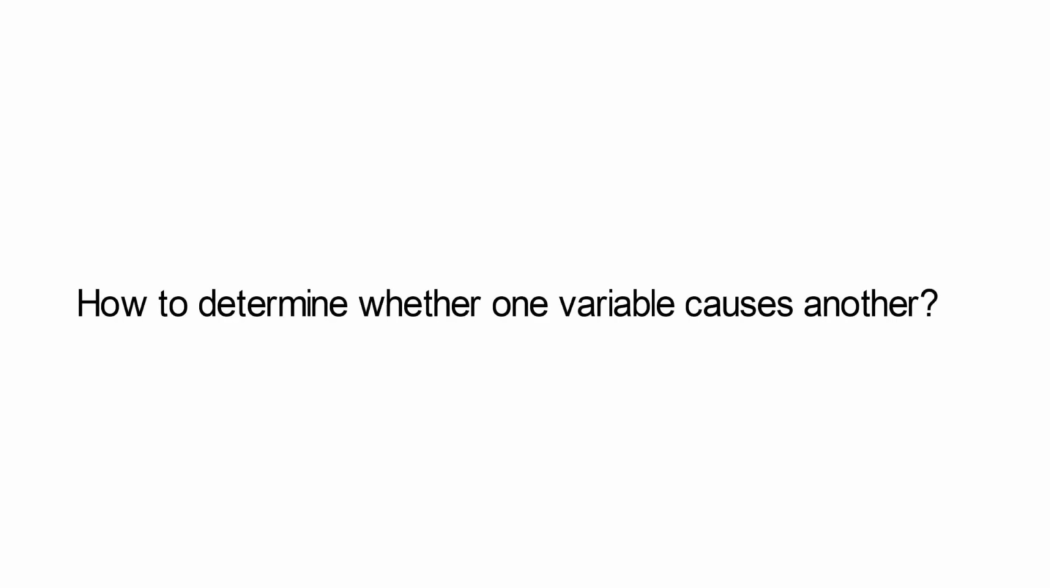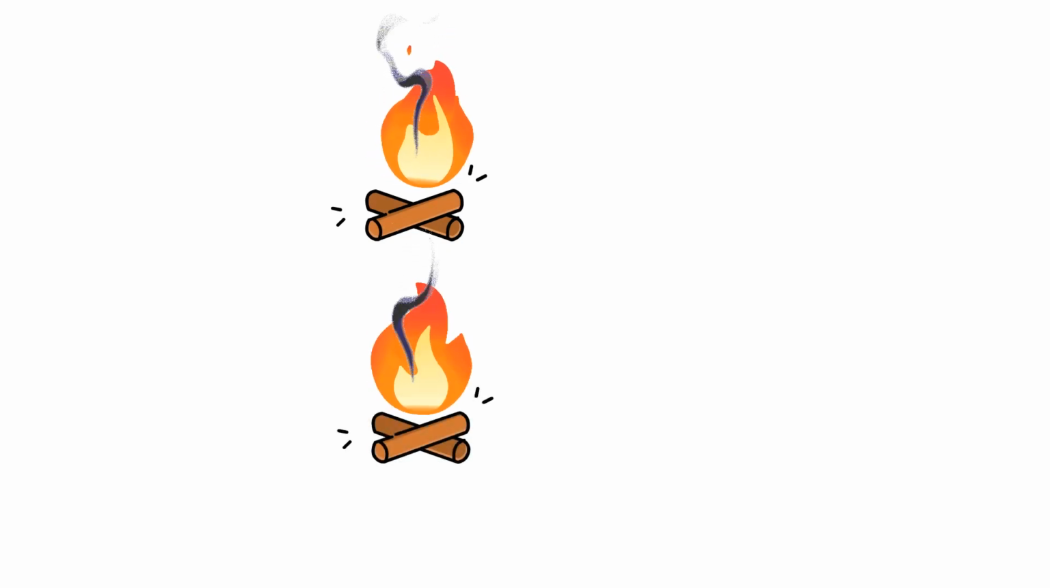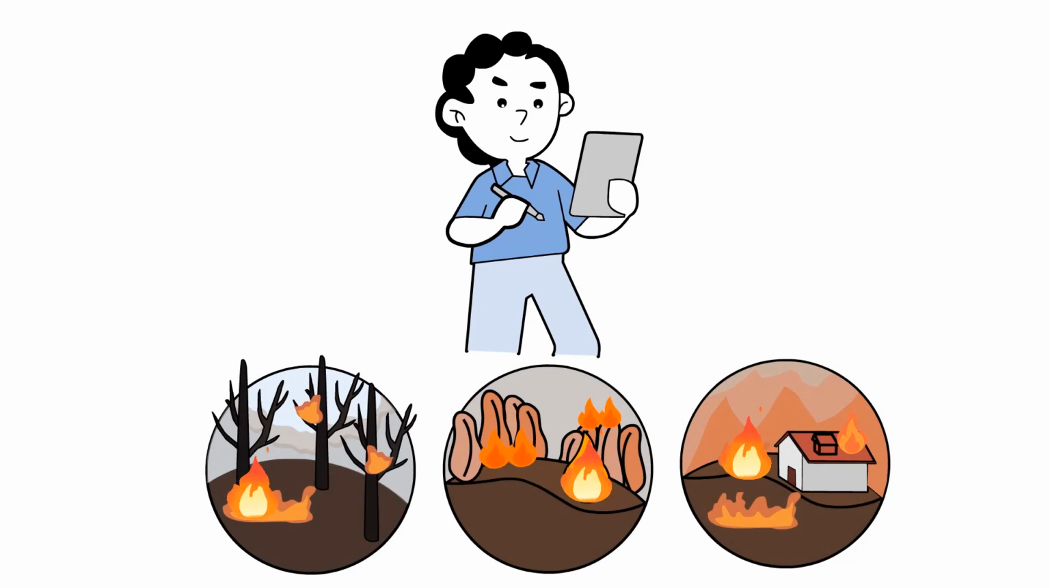How to determine whether one variable causes another. For example, imagine that you want to determine whether fire causes smoke or the other way around. Let's see if observation helps. For example, we record a number of observations of fire and smoke, or we just recall from our memory.